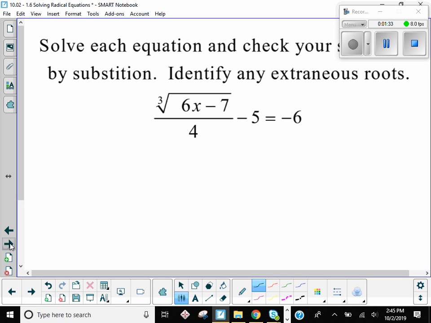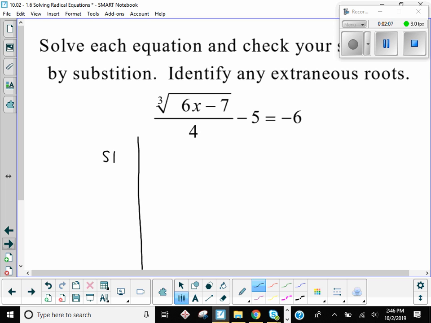So to isolate the radical, what do I need to do first? Do what to both sides? To get the radical by itself, how will I begin? Well, before that, I have to get the radical alone first. So the first step is to isolate it. Right now it has what on the outside of the radical part? So here's my radical. It's got a divide by 4 on the outside of it. It's got a minus 5 on the outside of it. I have to undo those things.